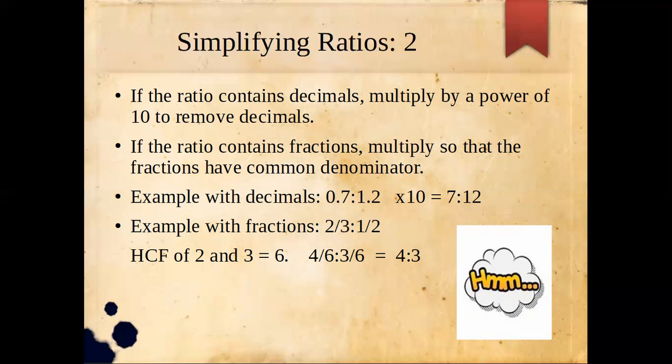Okay, so to recap, with decimals, multiply by a power of 10 to remove the decimals and then just simplify normally. And then if it contains fractions, multiply so that the fractions have a common denominator, and then you just get rid of the denominators, and then you might have to simplify from there.